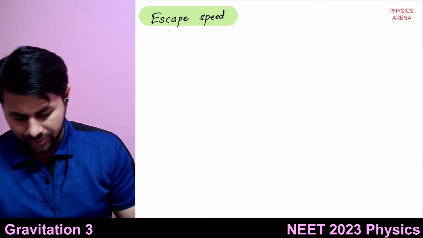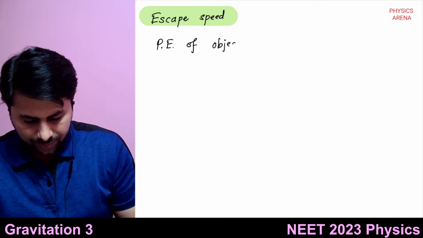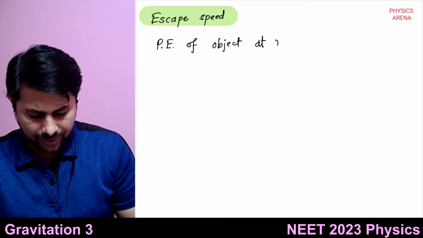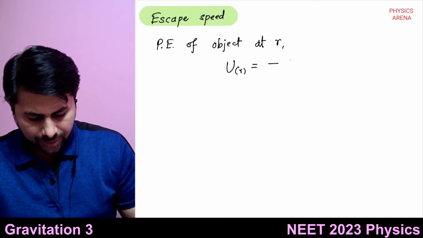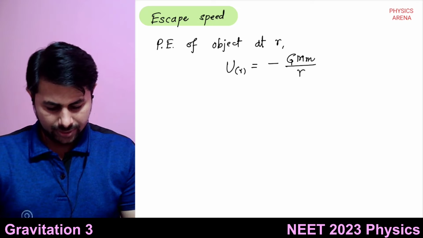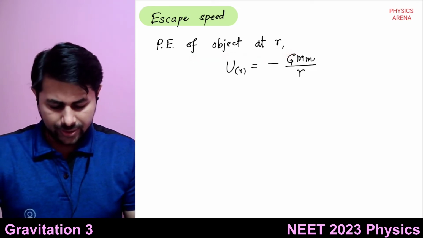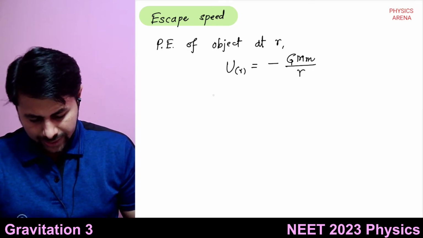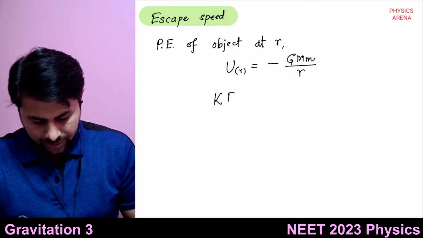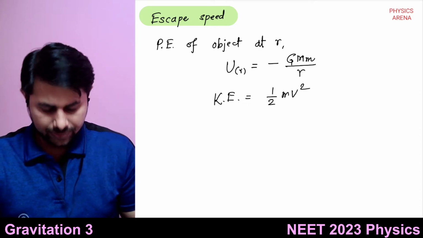Now we know the potential energy of the object at distance r. So U at r is equal to what? Minus G times M into m divided by r. This is the potential energy of the object. Then we give some kinetic energy to it. The kinetic energy that we give would be equal to half of m into v square.